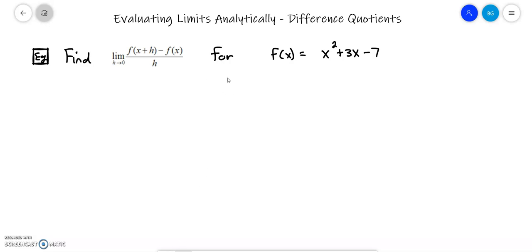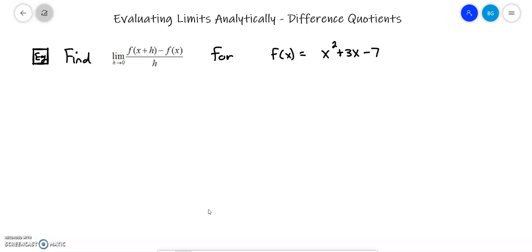I don't have a lot of theory for us here. We're just going to present some examples and work through them. This is typically how you'll see these difference quotients presented. You're going to find that indicated limit, and then it's going to tell you what function is defined by f of x. Here, f of x is just some quadratic function.